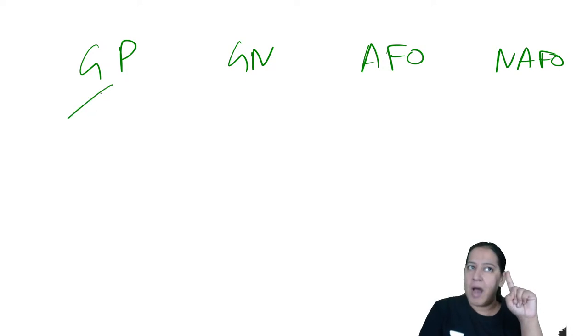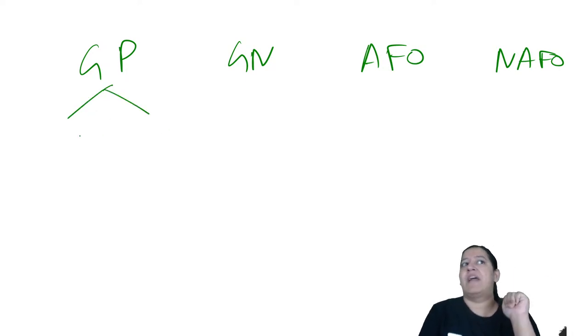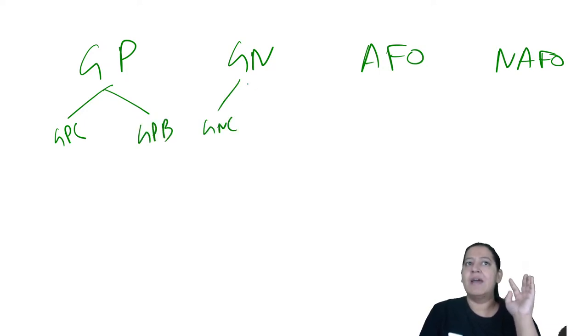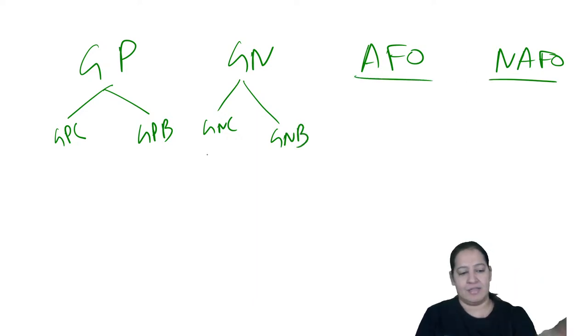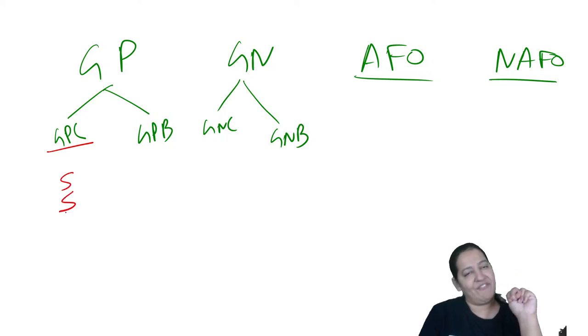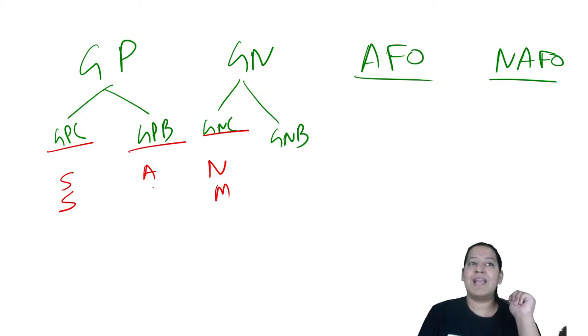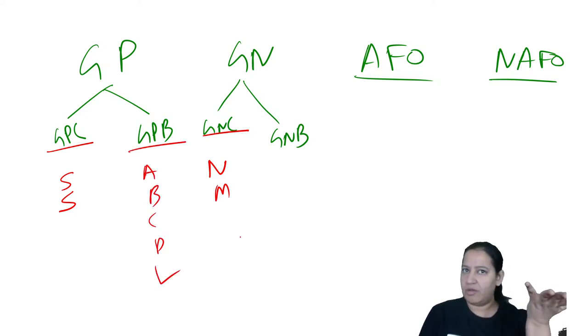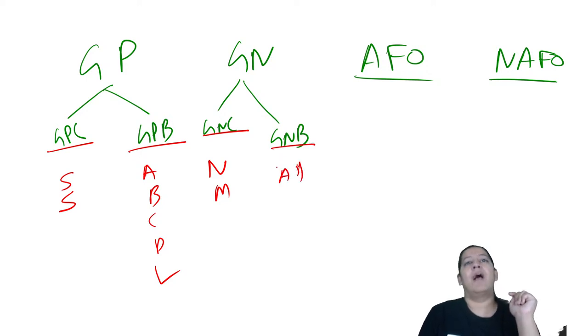Who will tell me? Gram positive को वापस हम cocci और bacilli में divide कर देंगे. तो gram positive cocci, gram negative cocci, gram positive bacilli, gram negative bacilli, right? यहाँ पे हम ऐसा कुछ division नहीं करते हैं. So gram positive cocci आपके दो हो गए: SS, staphylococcus, streptococcus. Gram negative cocci आपके हो गए Neisseria and Moraxella, दो हो गए NM. Gram positive bacilli A, B, C, D, L, you know the full form. और all remaining are gram negative bacilli.